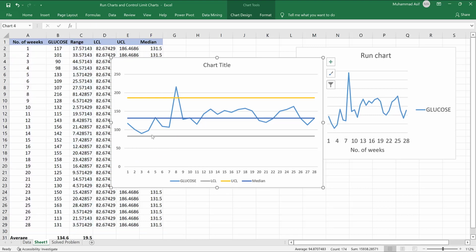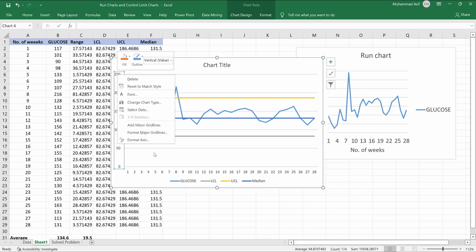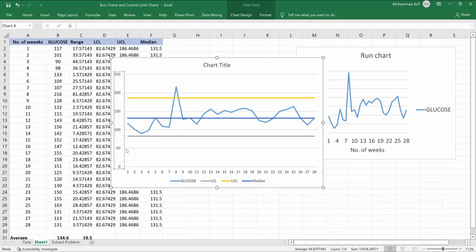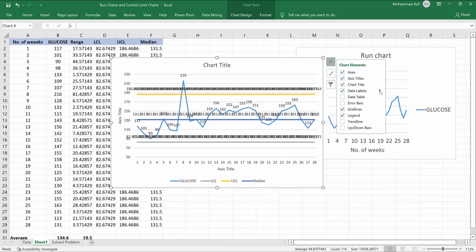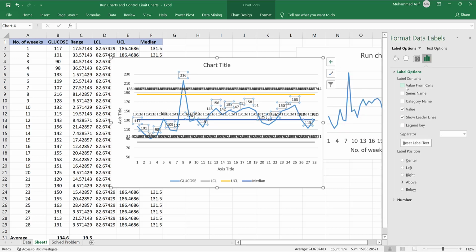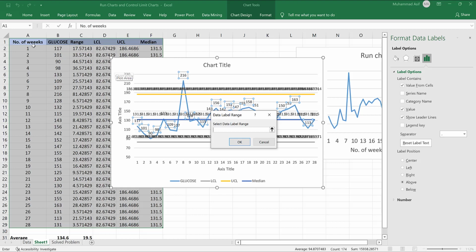Now in the next step I will eliminate these spaces, and I will trim this y-axis, format axis, and maybe we can start with 50. Minimum value could be 50, and for this one I'll go for more options, and value from cell, and I want values to appear from this one, that's the number of weeks 1 2 3, not the glucose level. So I will select this column, that's number of week, click OK.